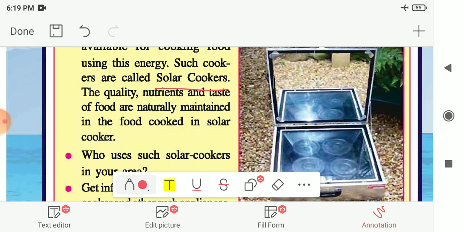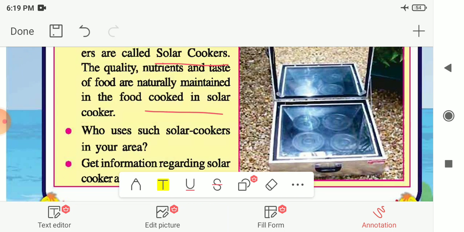The quality, nutrients and taste of the food are naturally maintained in the food cooked in a solar cooker. The food cooked in the solar cooker has quality, it contains nutrients, and it keeps the original taste of the food. So it is beneficial to cook food in the solar cooker.